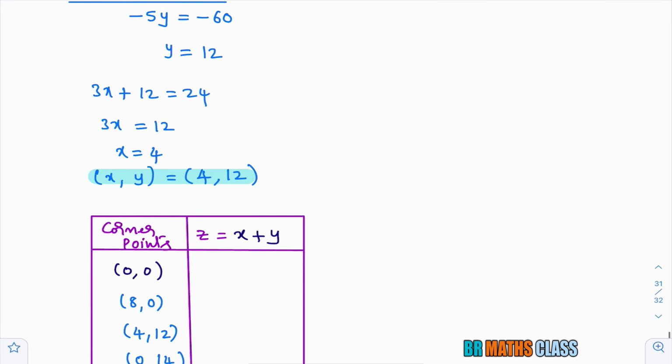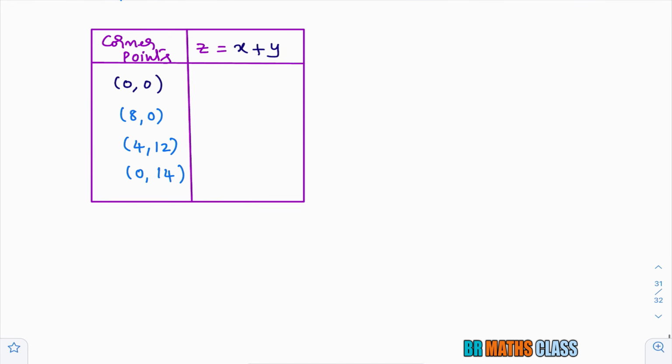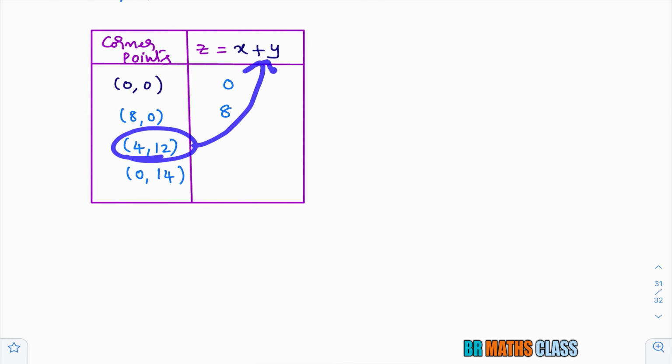Now I'll substitute these corner points in the objective function x plus y. You put 0, 0 in this, then what will you get? You will get 0 only. You put 8, 0 in this, z equals 8. Now you put 4, 12 in this, that is nothing but 4 plus 12, that is 16. Now you put 0, 14 in this, 0 plus 14, you will get 14. If you observe this, what is the maximum value?